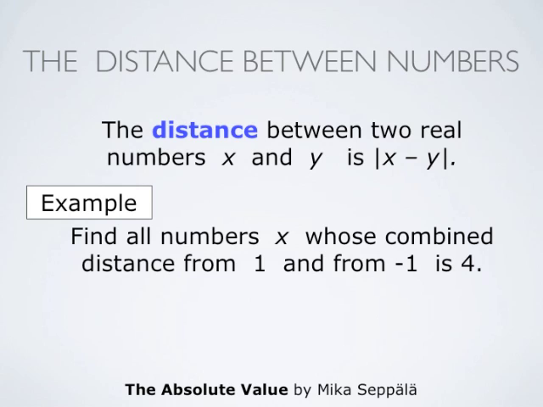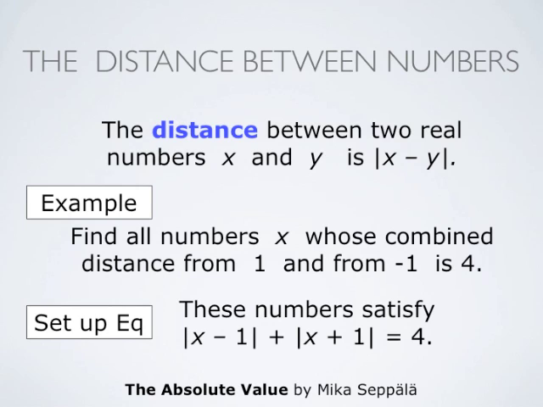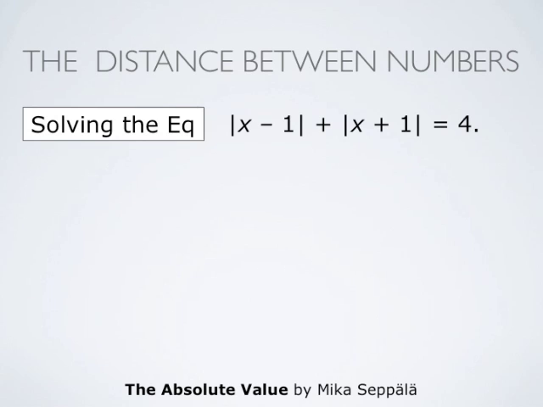So the distance of a general point x from 1 is, by the above observation, the absolute value of x minus 1. And the distance of x from the point negative 1 is the absolute value of x minus negative 1. But x minus negative 1 is just x plus 1. Therefore, these numbers x satisfy the absolute value of x minus 1, that is the distance of x from 1, plus the absolute value of x plus 1 equals 4. Here the absolute value of x plus 1 is the same as the absolute value of x minus negative 1. So we have to solve this equation.